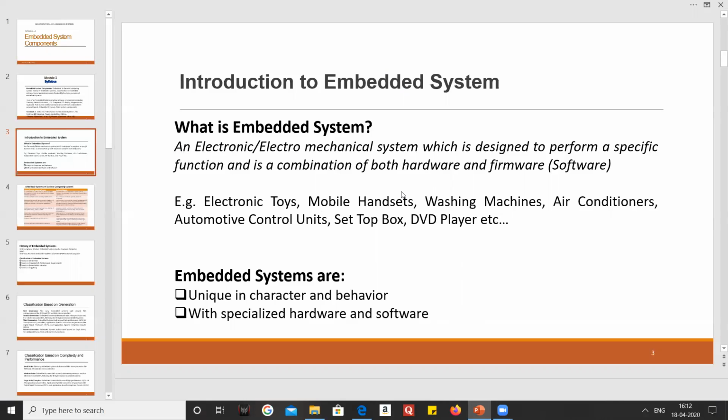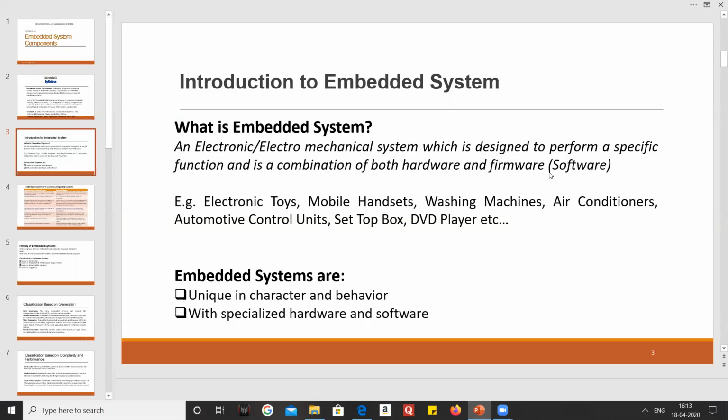So now let us come back to the definition. What is an embedded system? It is an electromechanical system designed to perform a specific function. If you take any of these examples, like toys or washing machines, air conditioners, they are meant to perform a specific function. So that is what they are telling. It is mainly meant for performing a specific function, and it is a combination of both hardware and firmware. Hardware, all of you know, it is a hardware component. What is firmware? It is software put on a chip. So this we will see in the lab.